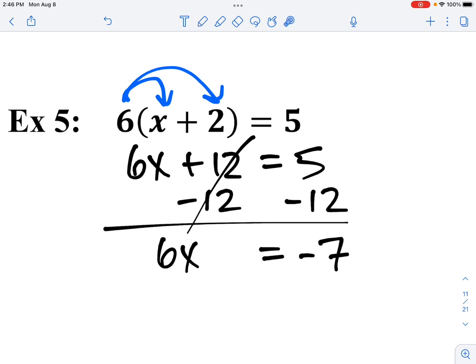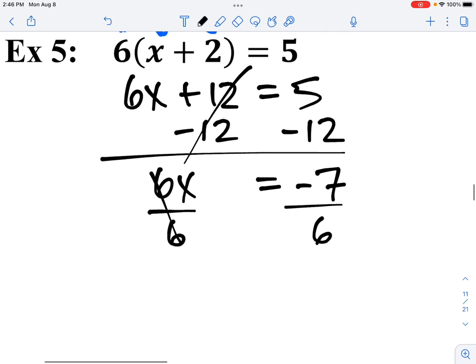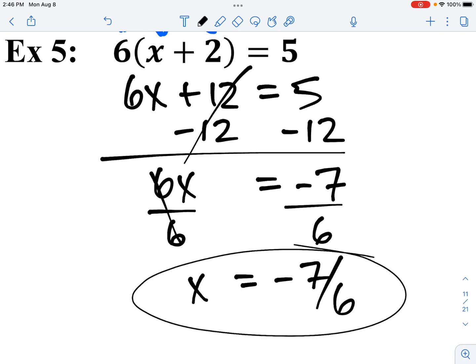And now the x is being multiplied by 6. The opposite of multiply is divide. So divide by 6 on both sides. And this gives me just x on the left. And this fraction, 7 over 6, is kind of ugly. It doesn't reduce. It's okay to just leave your answer like that.